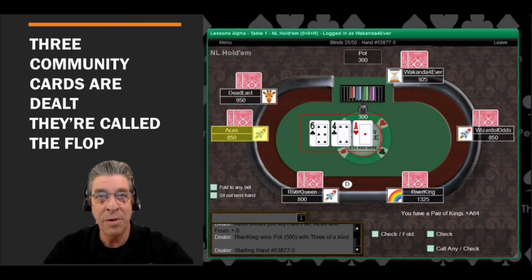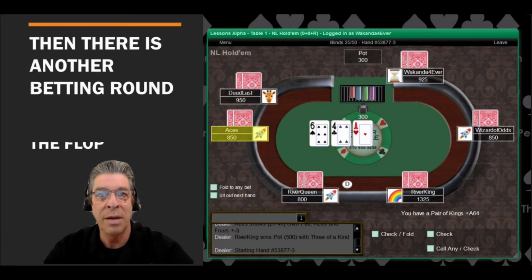Once the betting round is completed, 3 community cards are dealt. These belong to everybody. These 3 cards are called the flop. Once the flop is out, there is another betting round.